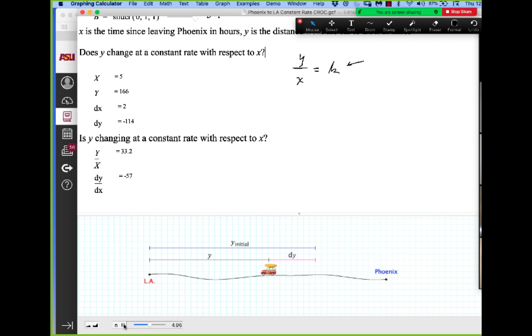So thoughts. So what are we saying? Are we saying yes or no? Let's just take a poll here. Is y changing at a constant rate with respect to x? Yes or no? Richard, what do you think? No. Richard thinks no. Okay. Donna, what do you think? Yes.